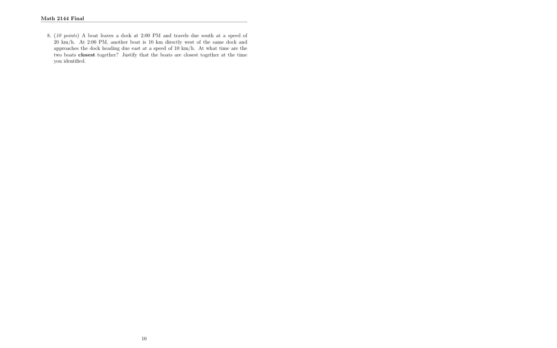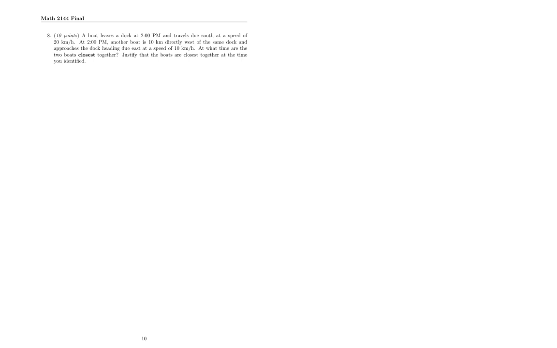Okay, this one says a boat leaves a dock at 2:00 p.m. and travels due south at a speed of 20 kilometers per hour. At 2 p.m., another boat is 10 kilometers west of the same dock and approaches the dock heading due east at a speed of 10 kilometers per hour. At what time are the two boats closest together?